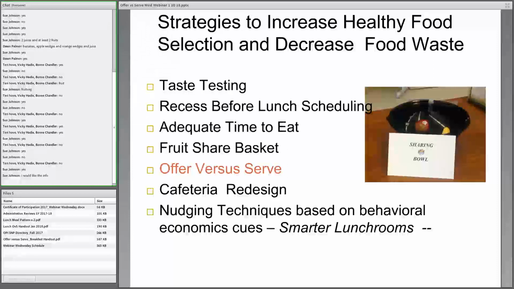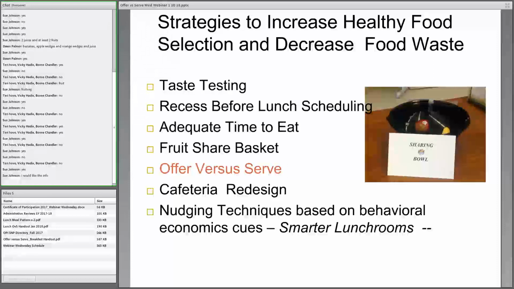Sue, I see that you would like the slides, so I'll make sure I send those to you. So thank you for your participation in those practice rounds. I think it's really useful to see how different reimbursable trays can look. And what's nice about that is it gives students each their own choice on how they want to build or create that meal, depending on what they like and how hungry they are each day.